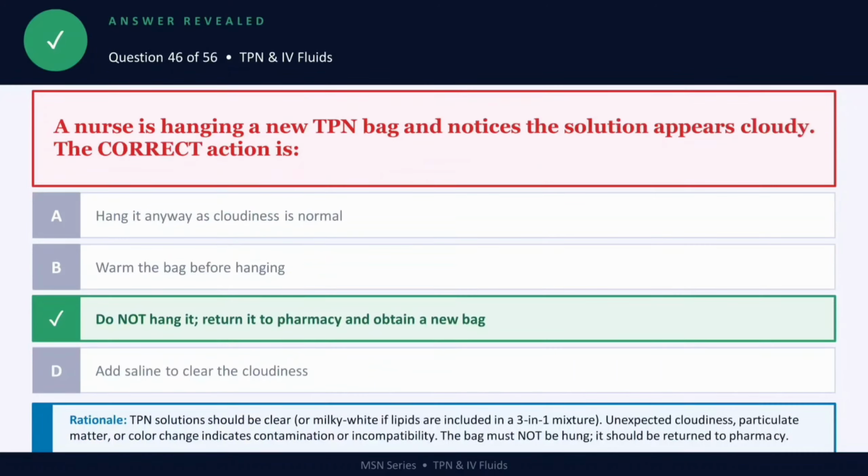The correct answer is option C. Do not hang it. Return it to pharmacy and obtain a new bag. Rationale. TPN solution should be clear or milky white if lipids are included in a 3-in-1 mixture. Unexpected cloudiness, particulate matter, or color change indicates contamination or incompatibility. The bag must not be hung. It should be returned to pharmacy.